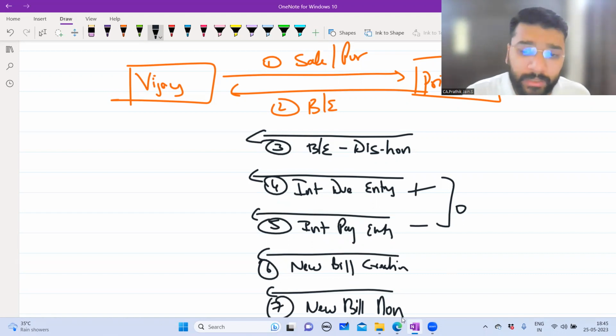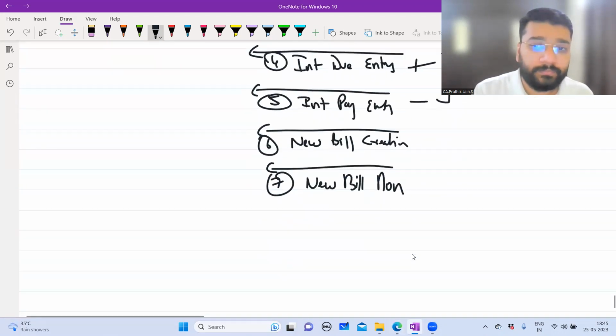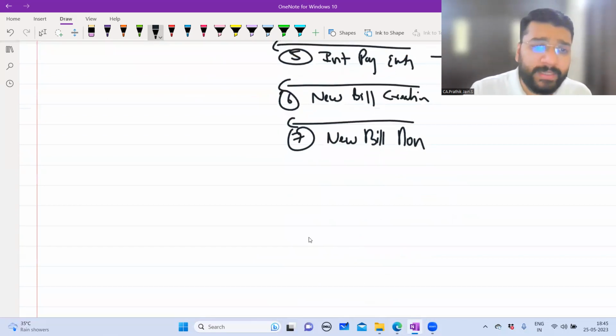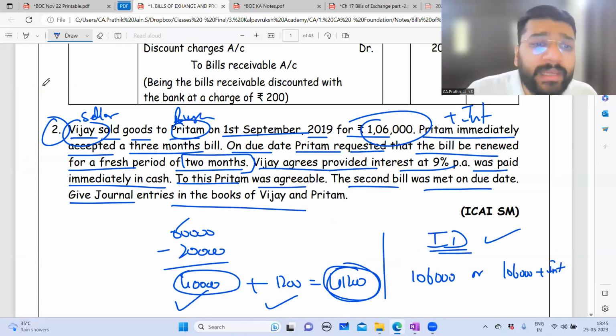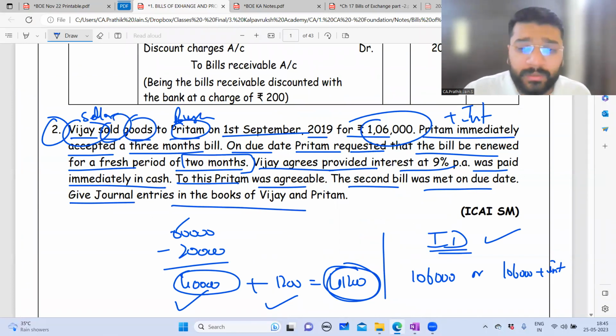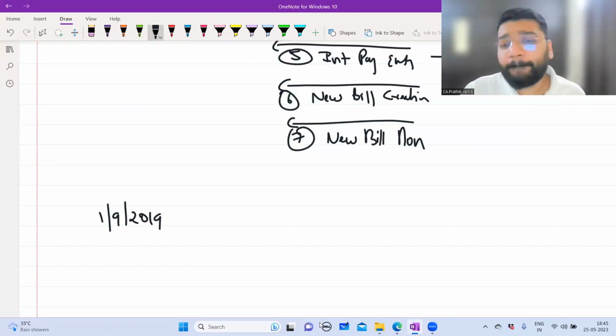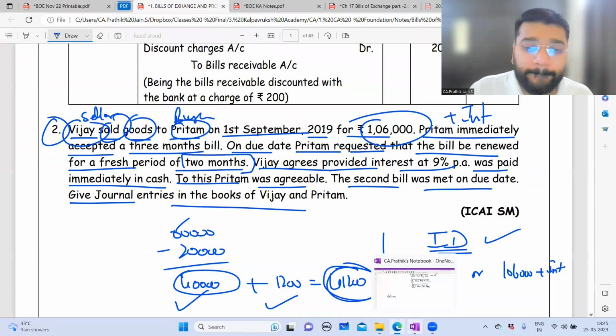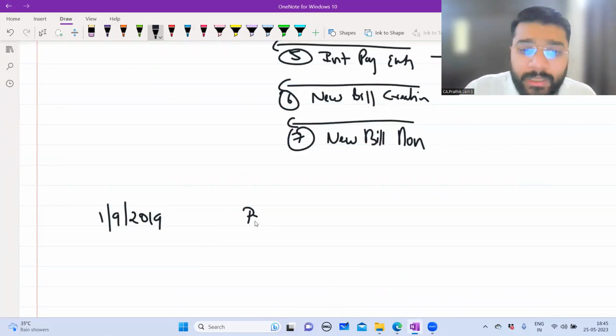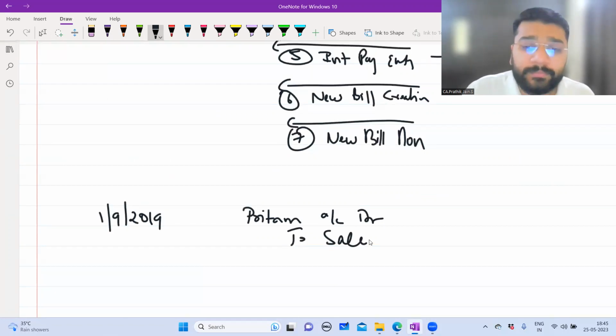Guys, can I do the entries now? Yes, sir. Okay, in the books of Vijay, please. Vijay is the seller. So on the date of sale, when the goods are sold, it is very clearly told that Vijay sold goods to Preetham on 1st September. So I'll record the date of sale also: 1 September 2019. What is the sale entry, people? Preetham account debit to sales, 1,06,000 rupees.